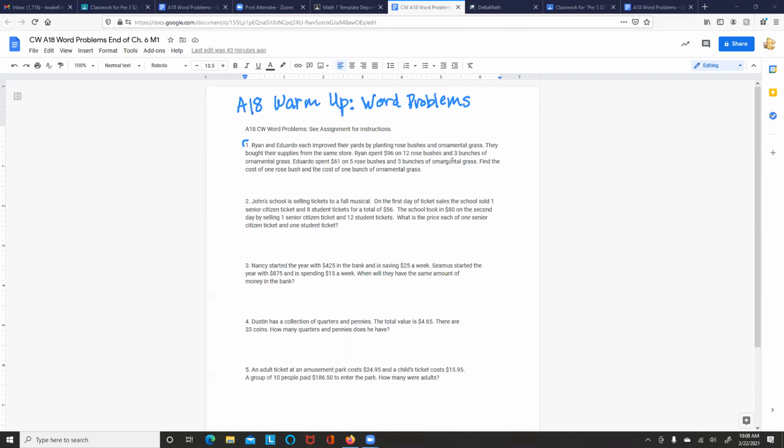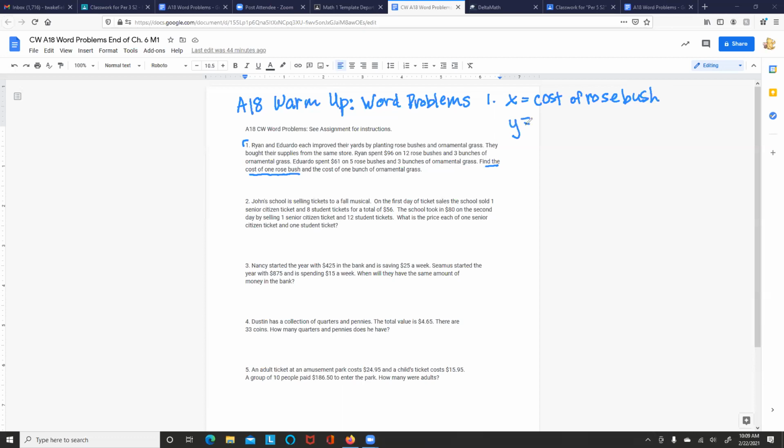So this last sentence is always very helpful because it's going to tell us what we're trying to find and what our variables are. So for number 1, let's put x equals the first thing we're trying to find. So find the cost of 1 rose bush. And don't just put rose bush, put the cost, right? We're not finding how many rose bushes we're buying, we're finding the cost of a rose bush. So the cost of a rose bush is x.